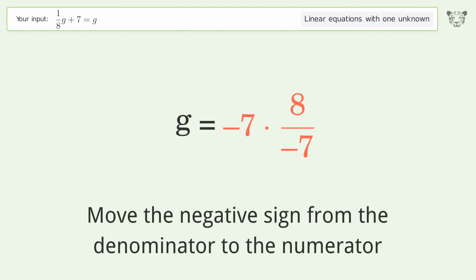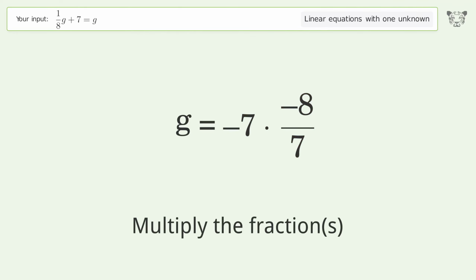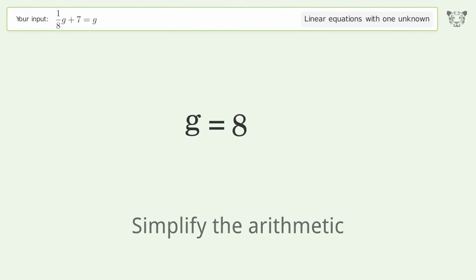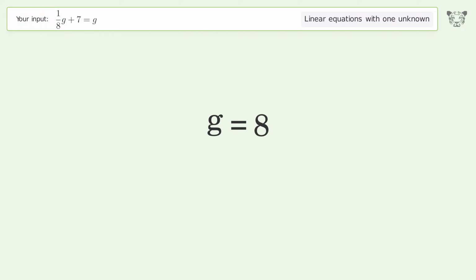Move the negative sign from the denominator to the numerator. Multiply the fractions. Simplify the arithmetic. And so the final result is g equals 8.